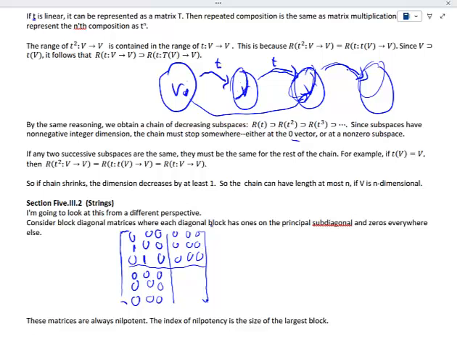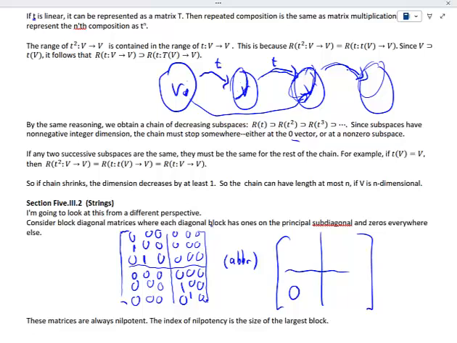Here also, ones on the principal subdiagonal, zeros everywhere else. Now, I would abbreviate this way, right? I just abbreviate this entire block as 0, this entire block as 0. I would write this as 1, and then this is 0, 0, and this is 1. So this is just a shorthand way of doing the same thing.